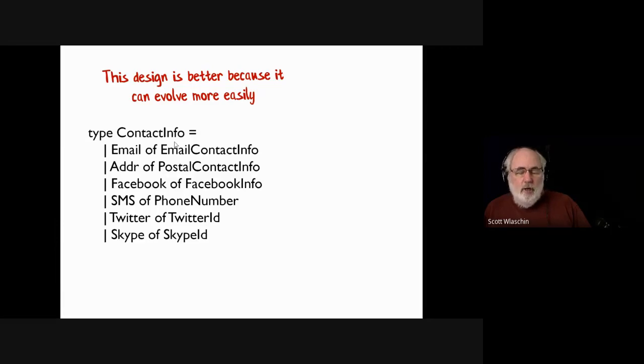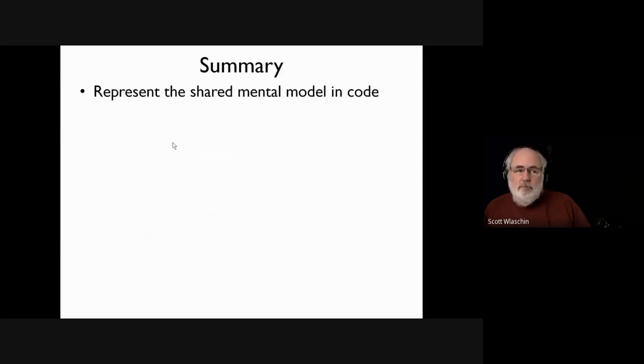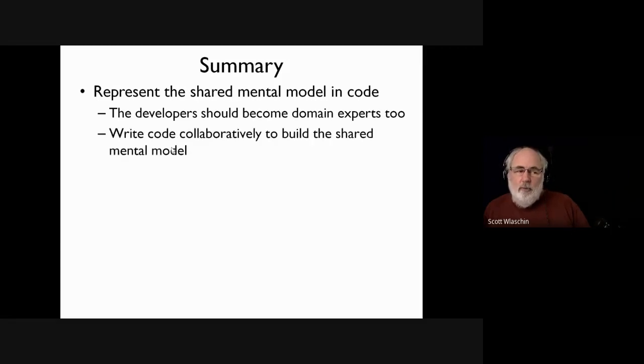So let's just summarize and then I'll take some more questions. The thing I really want to emphasize is we're trying to represent the shared mental model in code. And I really want the developers to become domain experts, right? The idea is that the code is trying to represent the same words, the same concepts that the domain experts have. And we're writing this collaboratively, right? It's not just the developers deciding on something. We need to talk to the people who understand the business.